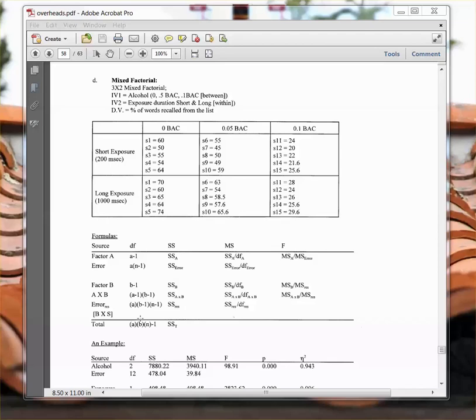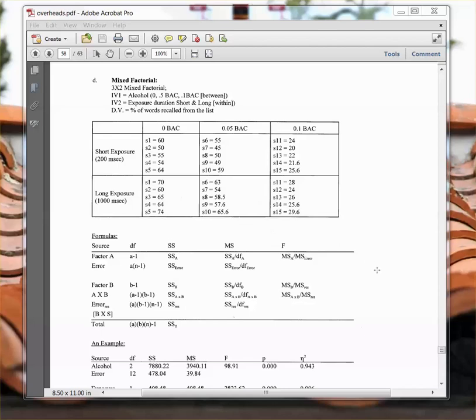Okay, in this video we're going to talk about the analysis of variance for a mixed factorial. We're using the same example we used for the factorial, that is alcohol and exposure duration, but now alcohol is between subjects, but exposure duration is within subjects because we decided it's simple enough to show people some words very quickly and others very long, and we can test that within subjects. So it's a mixed design. Same data that we had in the factorial, right?